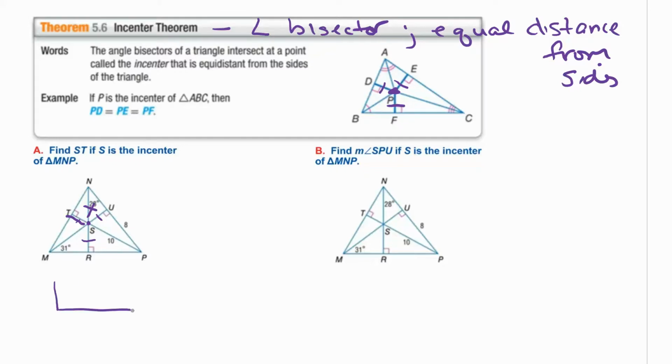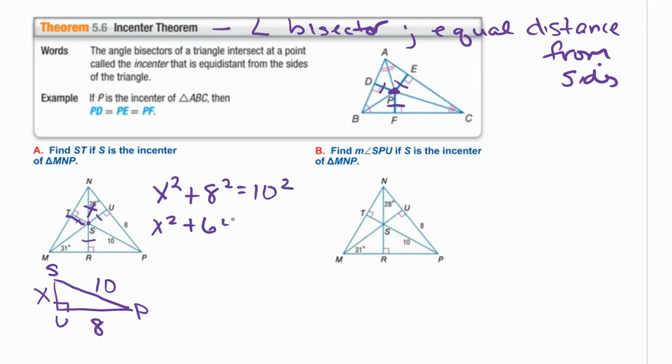So if I redraw it down here, here's U, S, and then I name that X. SP is 10, and UP is 8. So I have a right triangle and I'm missing a side. To find the missing side, I would use the Pythagorean theorem. So I have x squared plus 8 squared equals 10 squared. Then I have x squared plus 64 equals 100. So x squared equals 36.